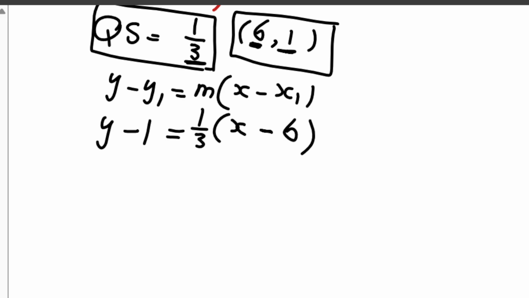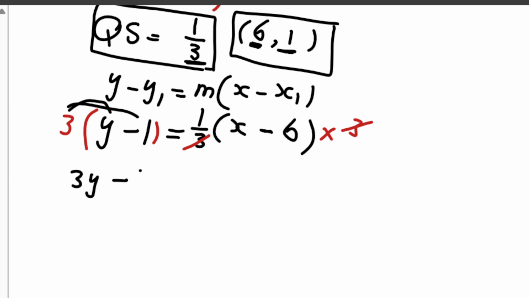So that's it. Now what I will do is multiply everything by 3. I don't like having denominators. So I'll multiply here by 3, and I'll multiply here by 3. This 3 will cancel that 3. So I'll have 3 times y, 3y, minus 3 times 1 which is minus 3, equals x minus 6.